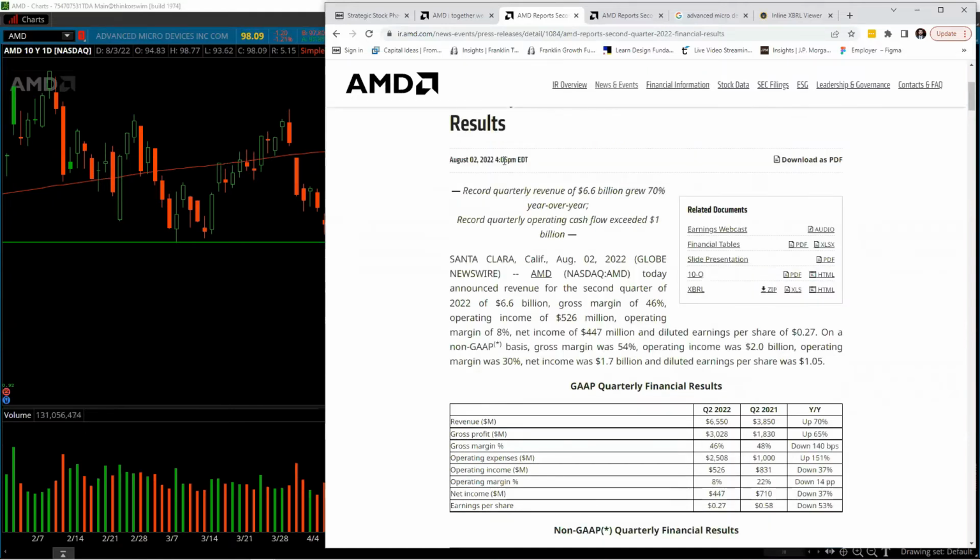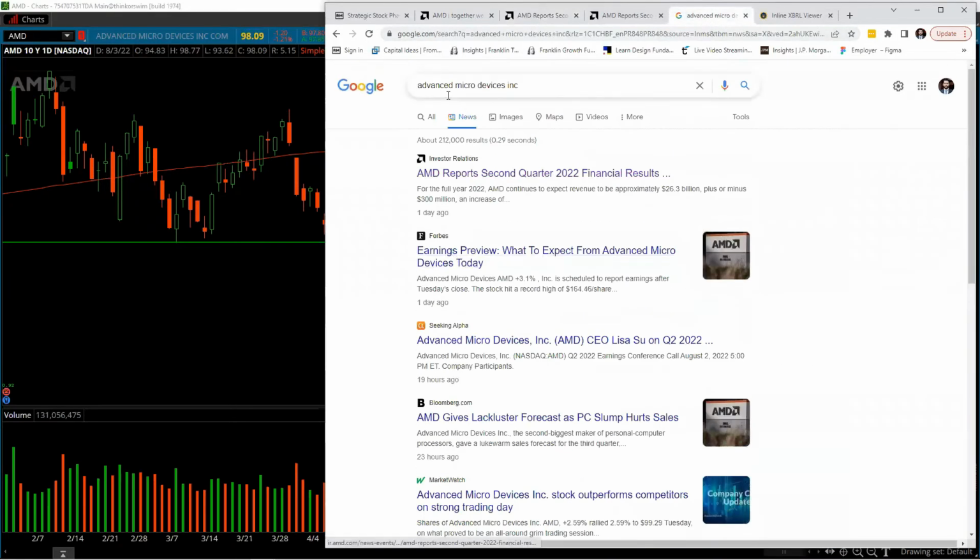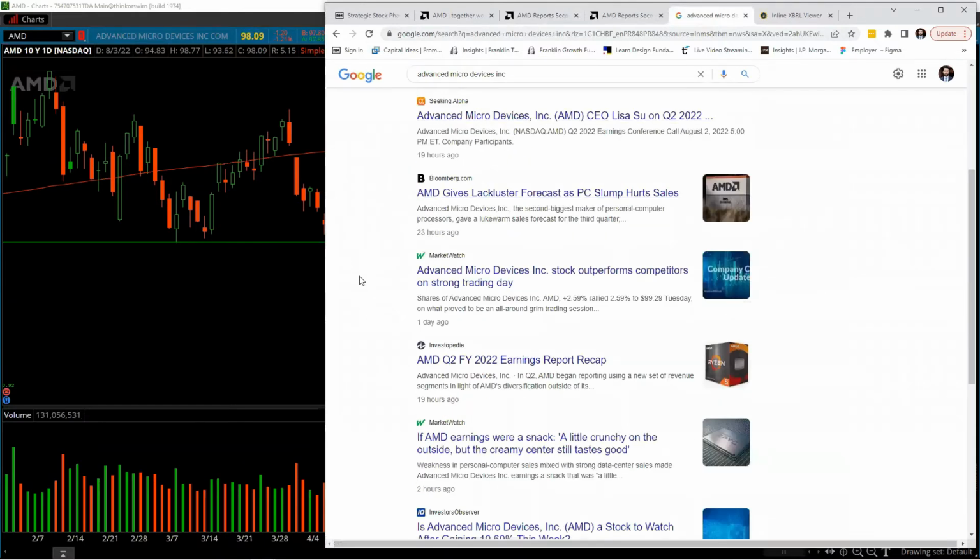The other thing I like to do is go to Google and type AMD and simply see the headlines from some of the major media outlets to see how the market is digesting the information. So here we have Bloomberg. AMD gives lackluster forecast as PC slump hurts sales. Okay, maybe there's a slowdown in demand for PCs. All right. MarketWatch. Advanced Micro Devices stock outperforms competitors on strong trading day. Okay, you may want to read a little bit more about why that is.